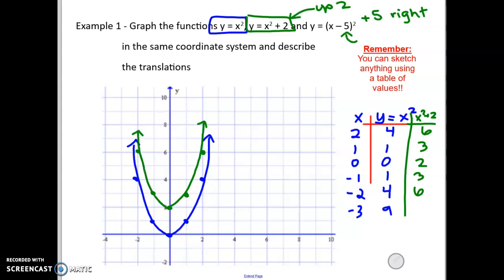All right, so let's graph this last one then. We're moving 5 units in the positive x direction, and again, that's from my original parabola. So my vertex is now going to be moved over 5 units, and each point will also be moved over 5 units. But the shape itself has not changed.